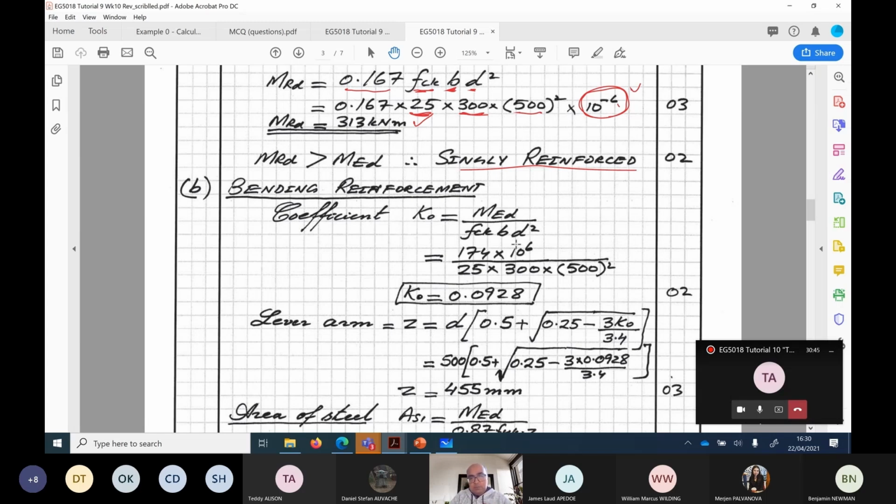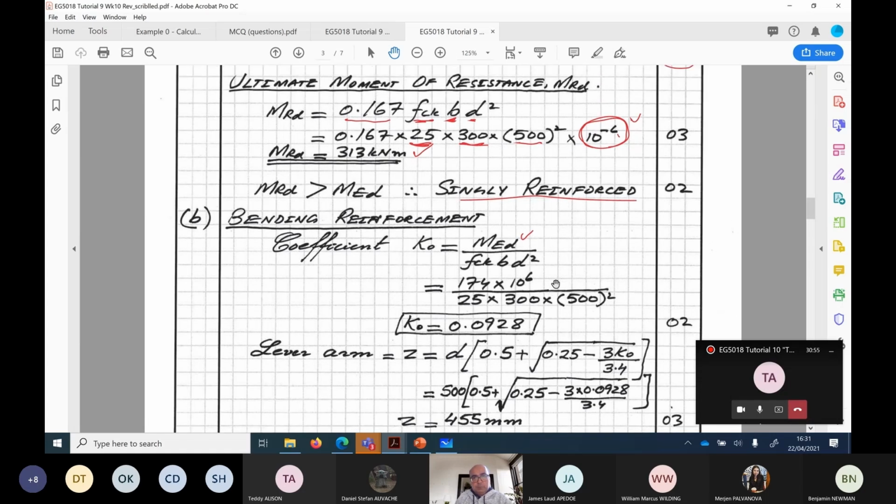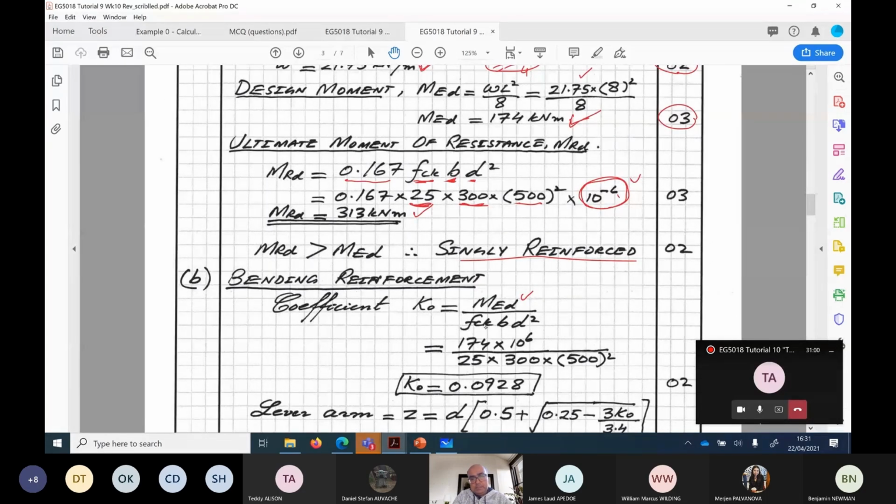It is yield strength of steel reinforcement or reinforcing bar. Now MED is applied moment, which is 174 here, and FCK is concrete compressive strength, which is 25. This can be different. It could be 30, it could be 35. B is width of the section, which is 300, and D is the depth of the section. And do not forget that there is a square on D.